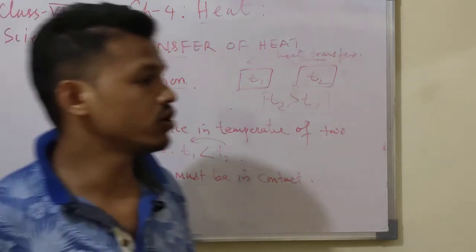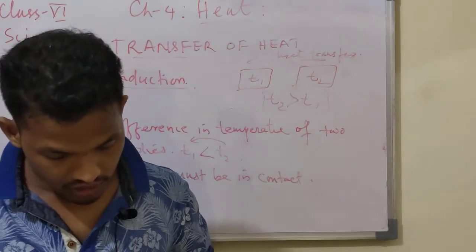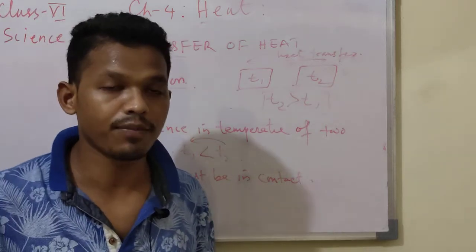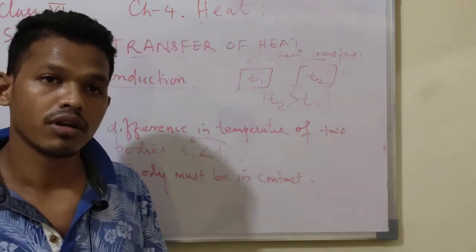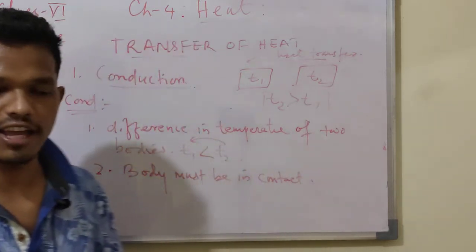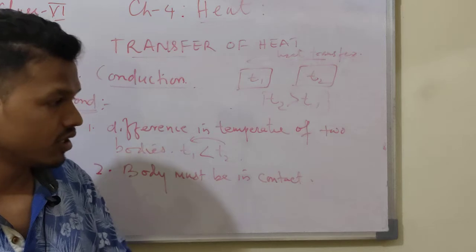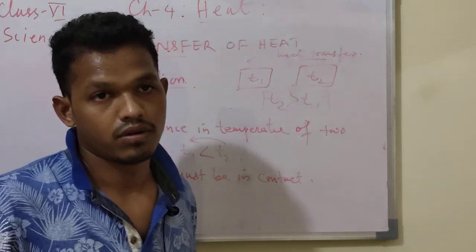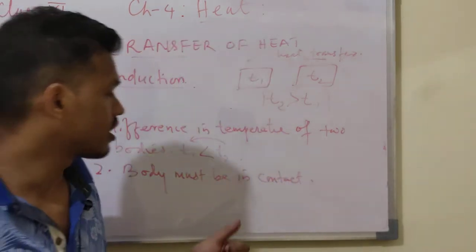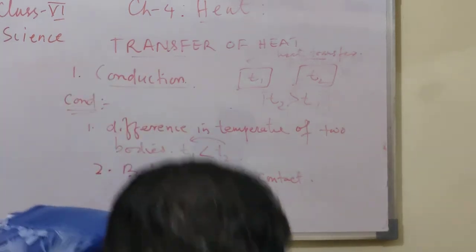In day-to-day life, we have experienced this many times. You take an iron rod, a cold metal rod, and put it near the fire. After some time the metal rod becomes hot. Why is this happening? Because of the transfer of heat from the fire. From the hot place the heat transfers to the metal rod, therefore the metal rod's temperature increases.